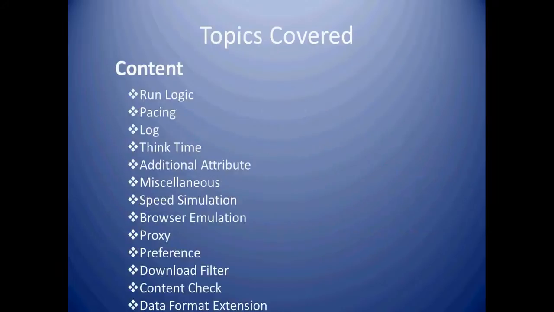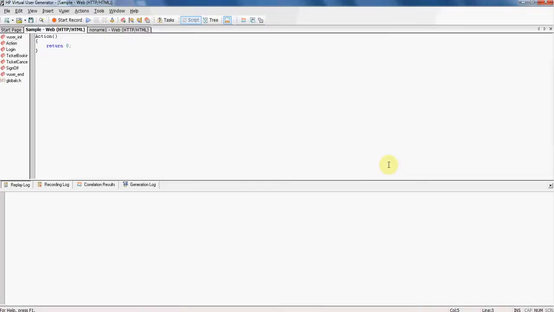Let's see what we are going to cover in this tutorial. Run logic, pacing, log, think time, additional attribute, miscellaneous, speed simulation, browser emulation, proxy, reference, download, content check, data format extension. We will see these in detail through a tool demo. I have opened the script that we recorded during the tool demo in the previous tutorial.